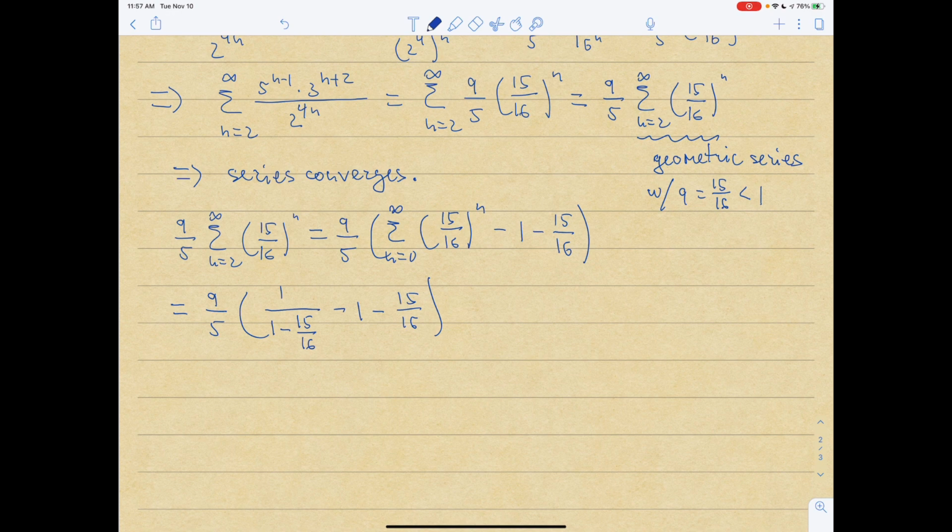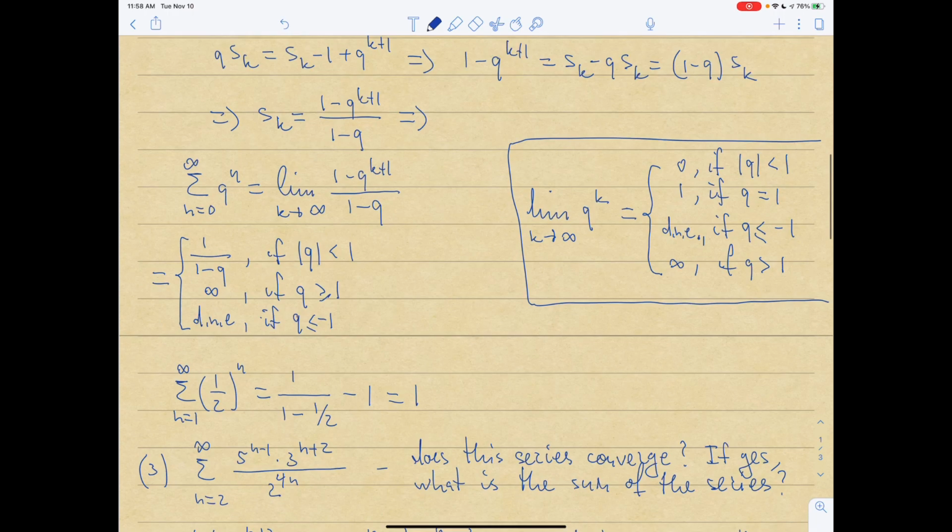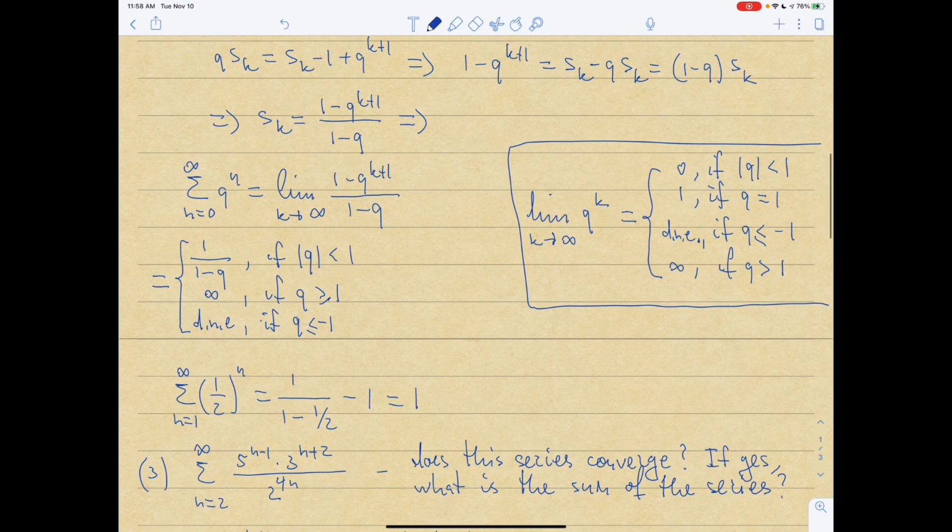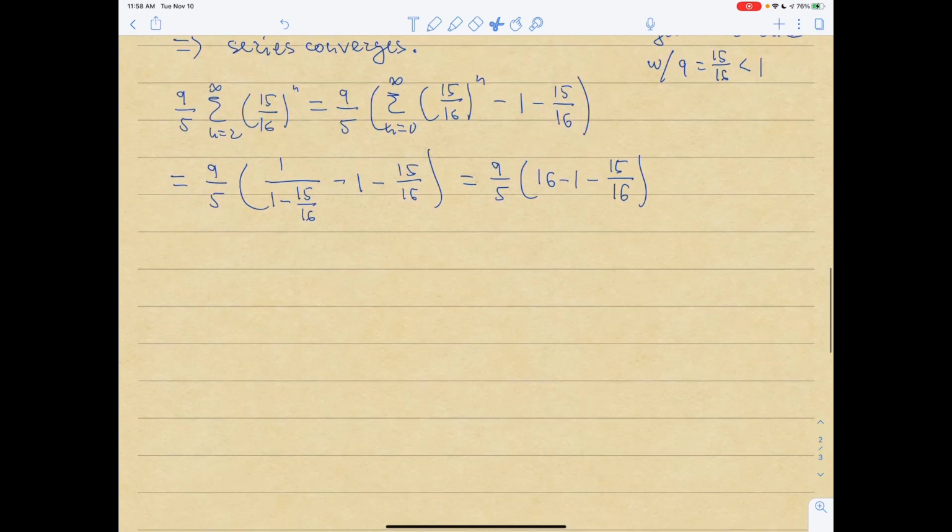Let's see how much that is. That is going to be 9/5 times 16 minus 1 minus 15/16, whatever it is. The point being is that I am able to compute the sum, again, starting from any n, because I just need to subtract the first few terms that are present in the formula over here, but they're not present in the actual sum that I'm computing.